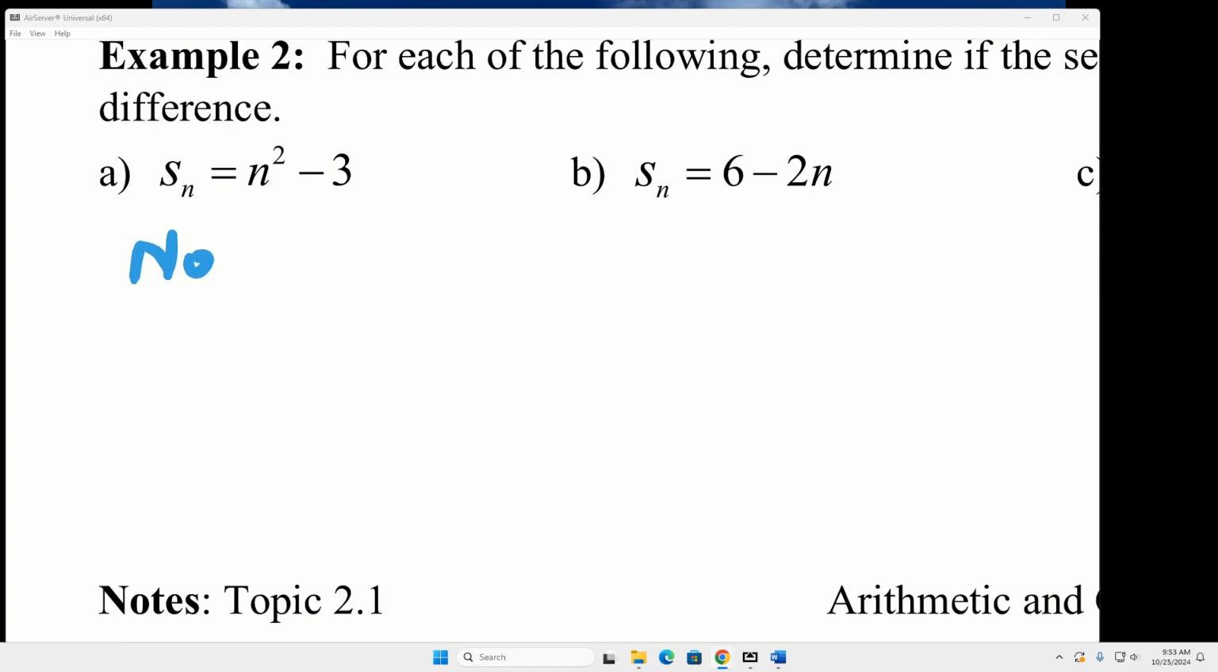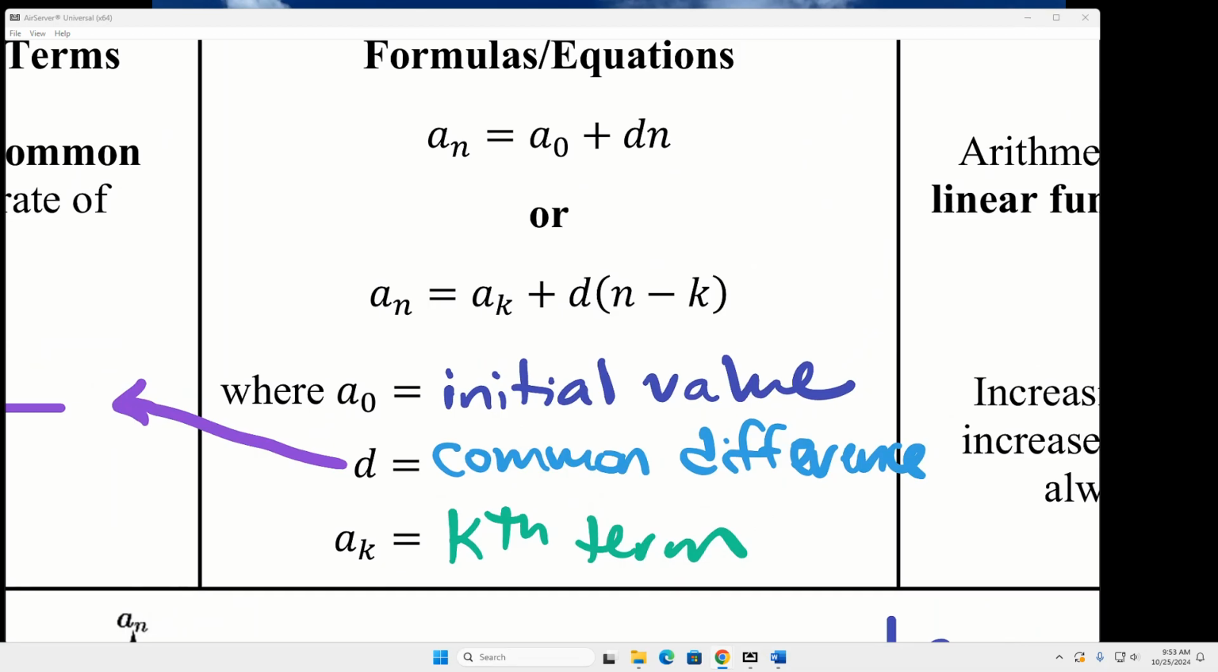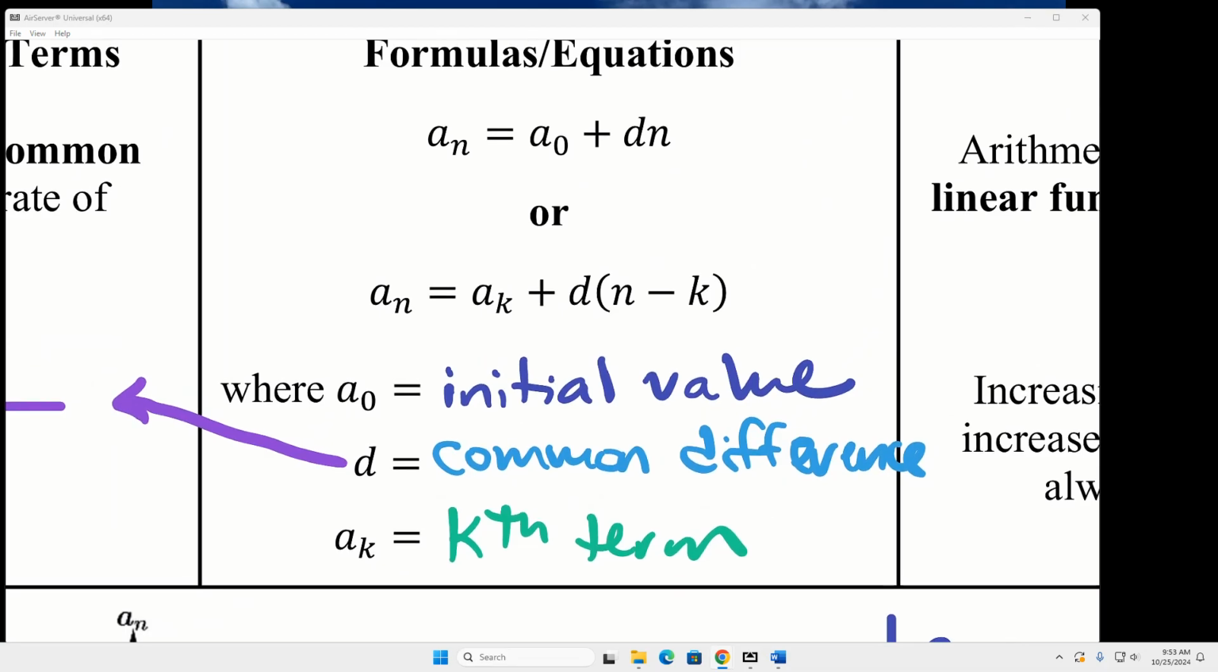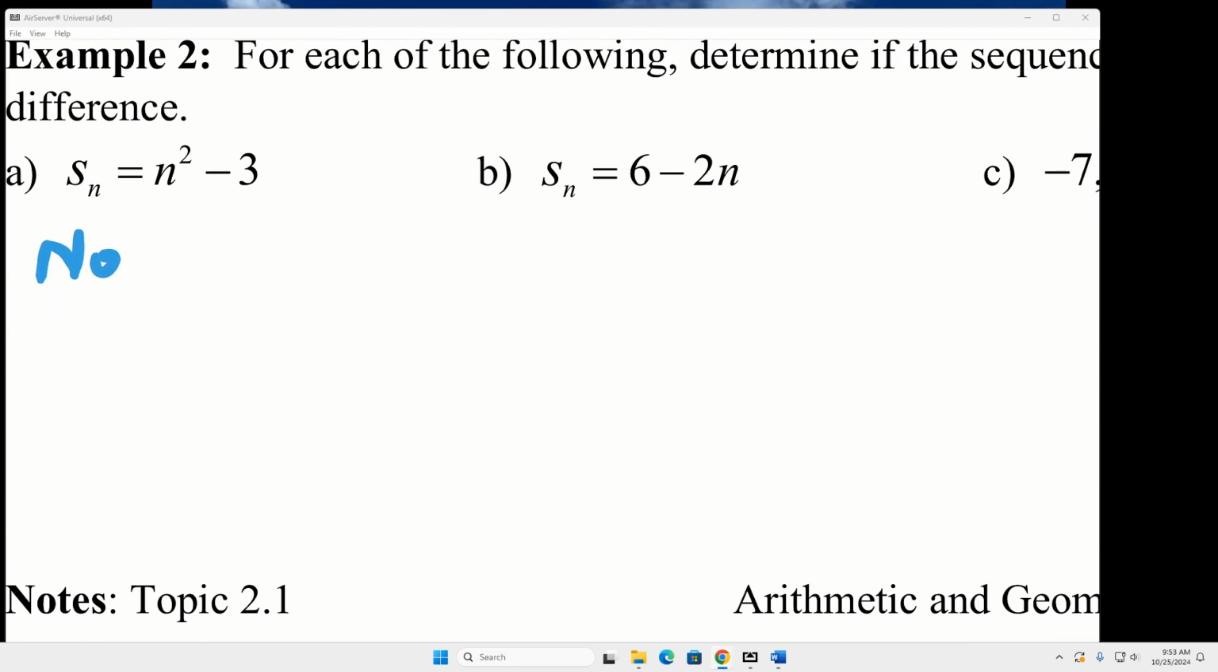What about b? Is that going to be arithmetic? Does it look like one of these two? It definitely looks like the first one, so it's going to be yes. And what would d equal? 2? Close. Super close. Negative 2. No, negative 2, yeah.